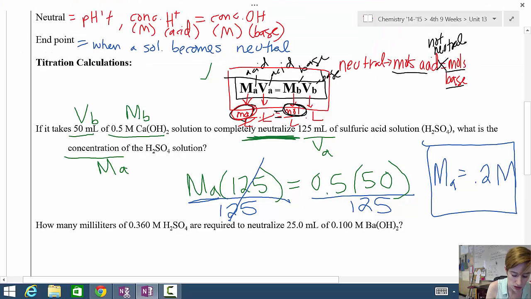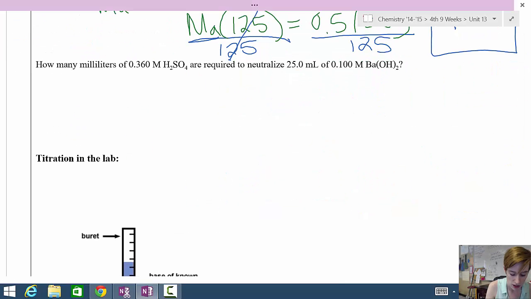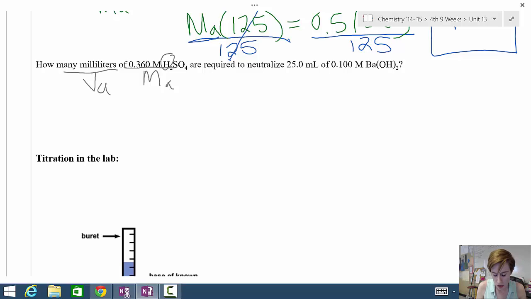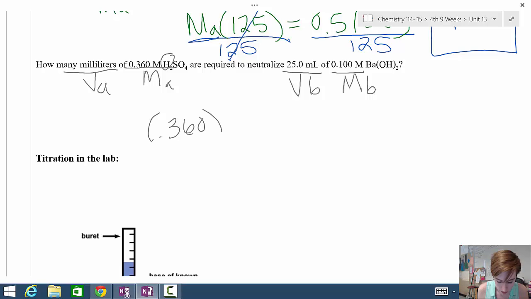Let's do another problem. How many milliliters of this much, and that's an acid, so this is the molarity of my acid. See how it has an H in it? How many milliliters, so I'm looking for volume of my acid, are required to neutralize this much of this molarity of the base. So this is the molarity of my base and the volume of my base. So I'm going to plug it in again. Here's my MA. I'm looking for my VA.